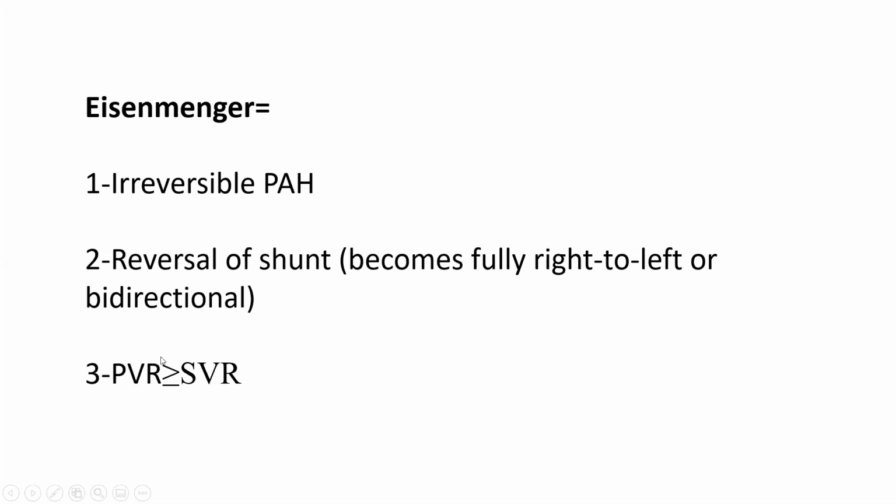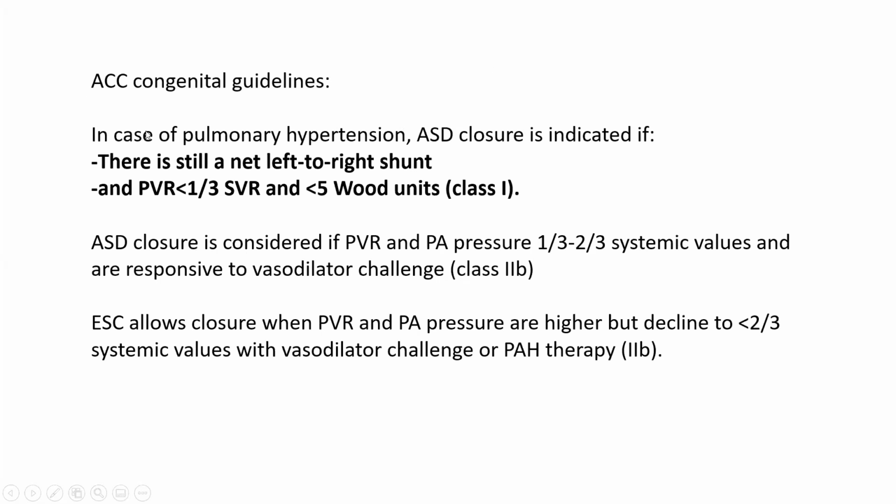Yet, in order to contraindicate a shunt closure, you don't need to have the full three. Eisenmenger is horrible, but even having some of those, and those are the guidelines, will contraindicate shunt closure. Based on the congenital guidelines, if you have pulmonary hypertension, ASD closure is indicated if there is still a net left to right shunt, as in this case, and PVR less than 1/3 of SVR and less than 5 Wood units. Those are the numbers they use.